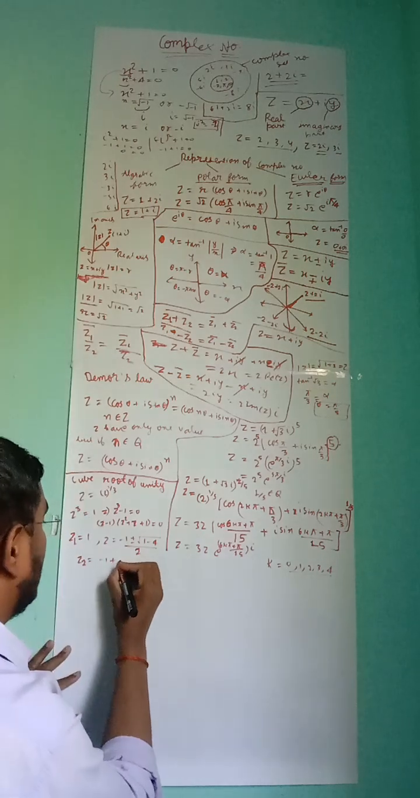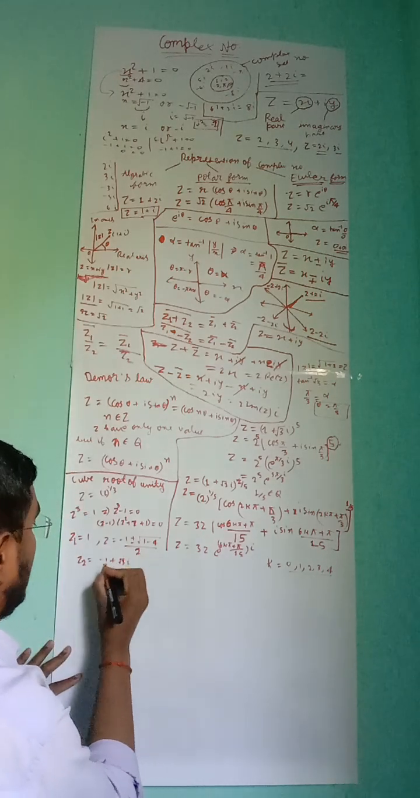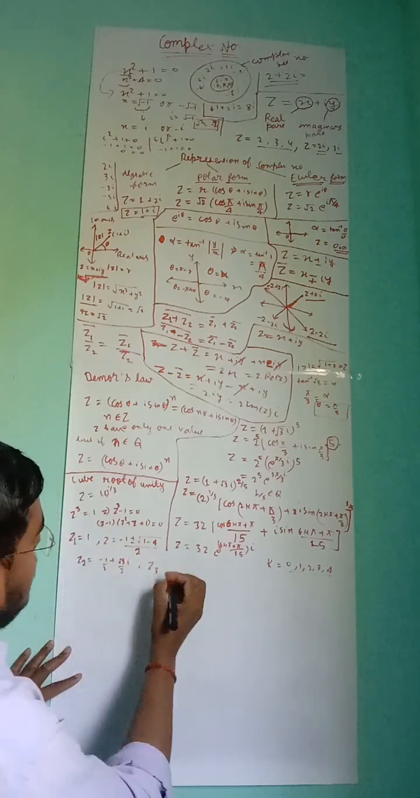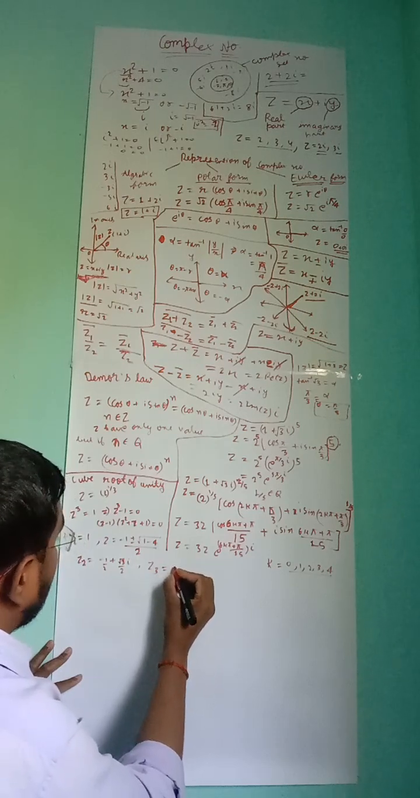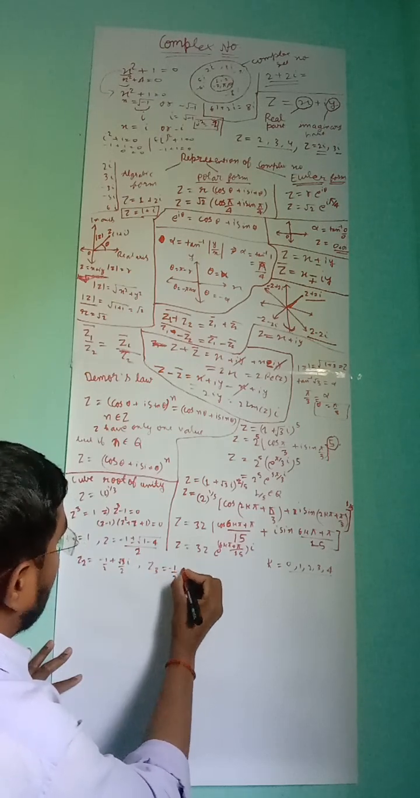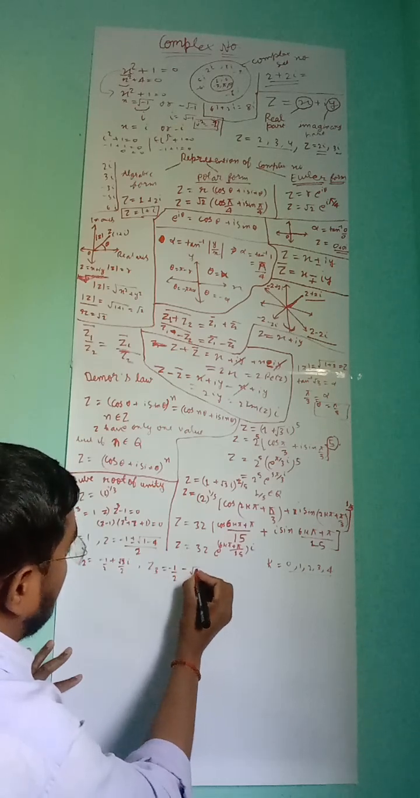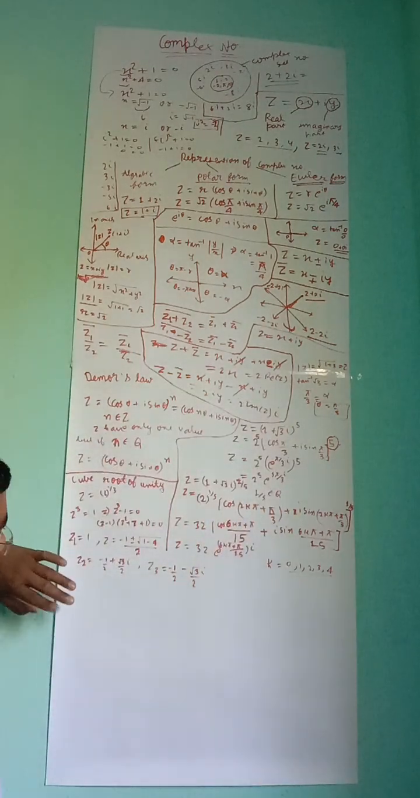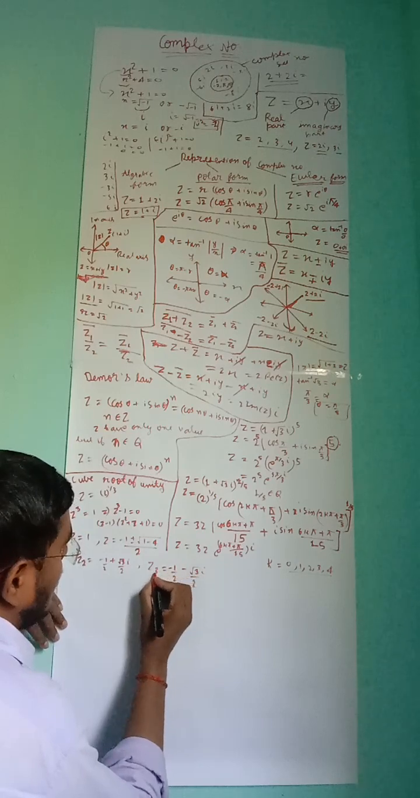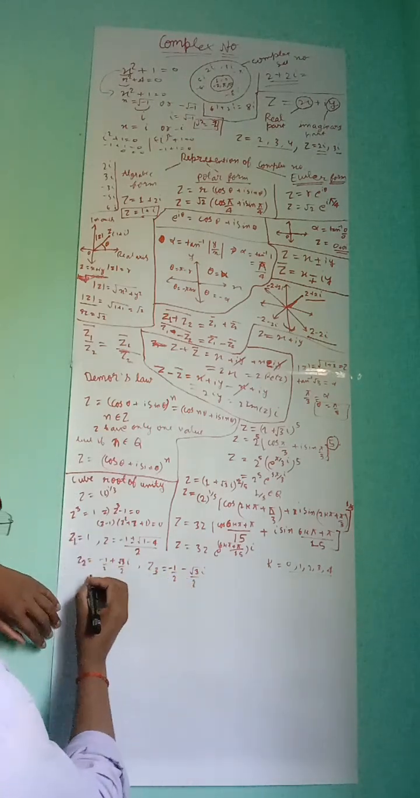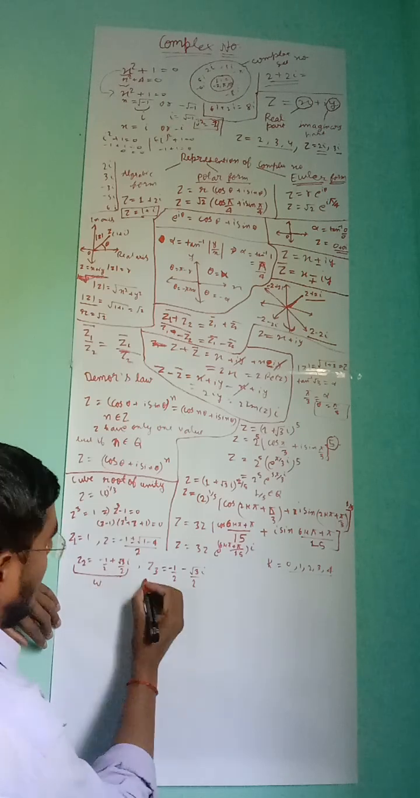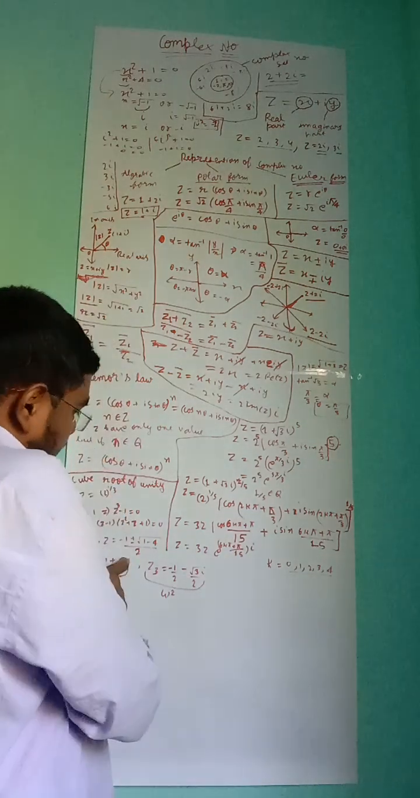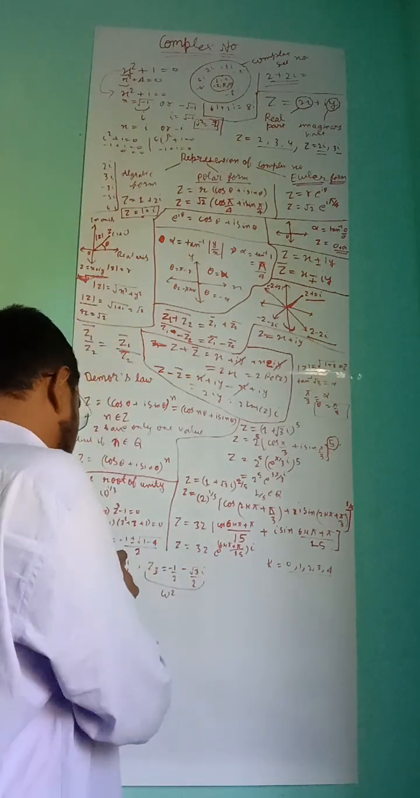Minus 1/2 plus root 3 iota by 2, and my third root is minus 1/2 minus root 3 iota by 2. Okay, so say this is my omega and this is my omega square. If we square this number, then we get this. If we square this, then we get this.